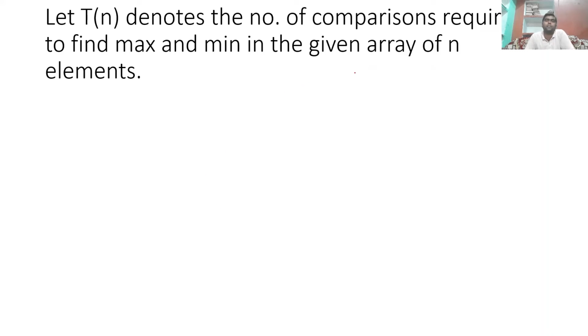So let Tn be the number of comparisons required to find maximum and minimum in the given array of n elements. So what will be the time complexity? The time complexity in this case, in the best case, is also order of n, it is also omega of n, and in the worst case also it is order of n. So that's why we can say it can be represented as theta of n.